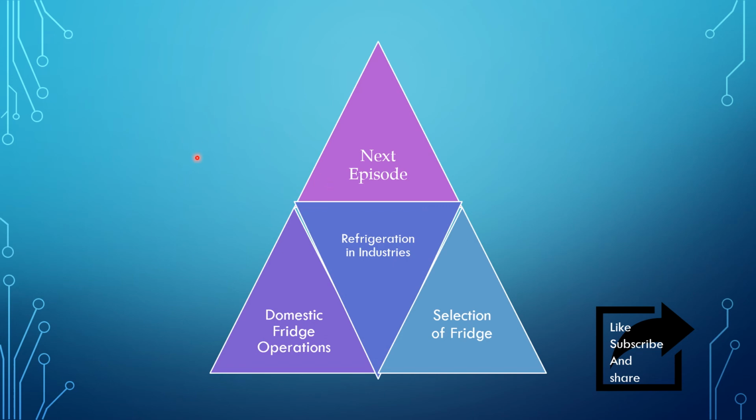Hope you have understood the refrigerants' names and chemical formulas, how they are calculated, and which refrigerants are used now in India and abroad, and which are banned. In the next episode, we'll see the domestic fridge operation and the selection of a fridge, how the fridge is operated, and what type of fridge we have to select. We can also see industrial applications of refrigeration in chilled water and chilled brine units, and the LNG cryogenic process, in the coming episodes.